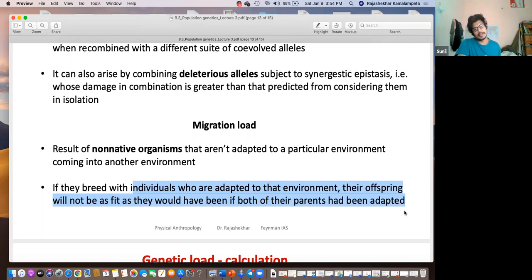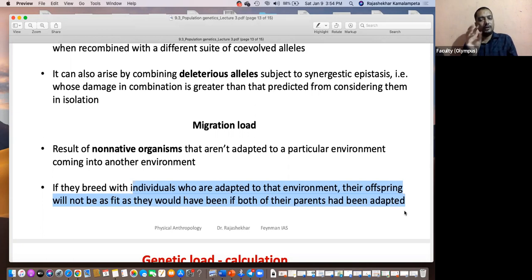Sir, isn't the segregation load responsible for all the other loads, because that is what ultimately is happening? Yes, if we consider segregation is a result of everything, but assume this. So segregation, what does it do? Segregation separates that mutant allele and creates a gamete with that mutant allele. How is it different from recombinational load? How is it different from migrational load?